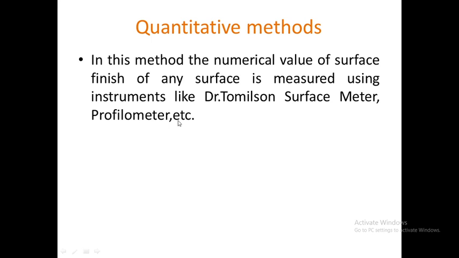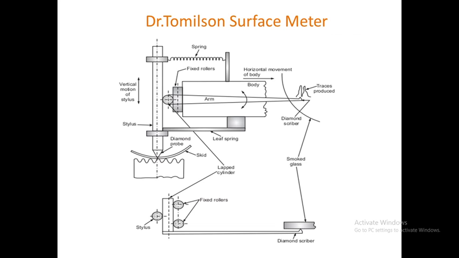In qualitative methods, we never determine the roughness value directly by using some instrument. We compare it with some standard specimen whose roughness value is already known, and then we determine it. We can say that in qualitative methods, the roughness is determined indirectly, whereas in quantitative methods, instruments like Dr. Tomlinson surface meter, profilometer, etc., are directly used to determine the numerical value of the surface roughness of the surface under consideration.